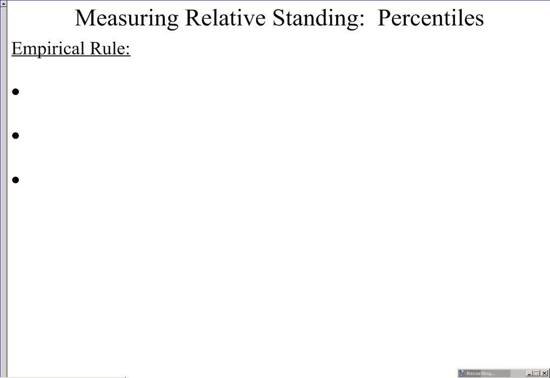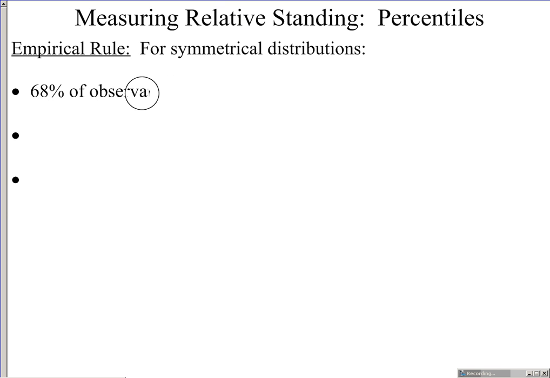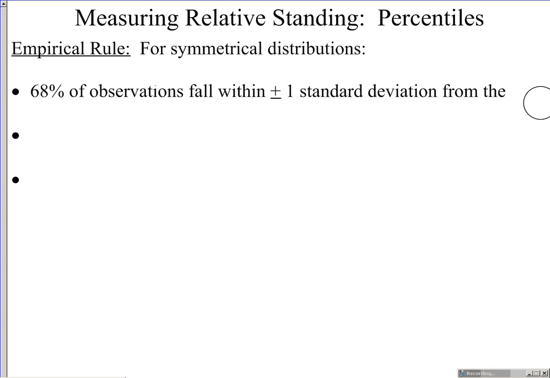Measures of relative standing, we can talk about it in terms of percentiles. The empirical rule, first of all, only applies for symmetrical distributions. If you have a skewed distribution, you cannot apply the empirical rule. The empirical rule tells us that if it's a symmetric distribution, we should have 68% of the observations falling within plus or minus one standard deviation from the mean.